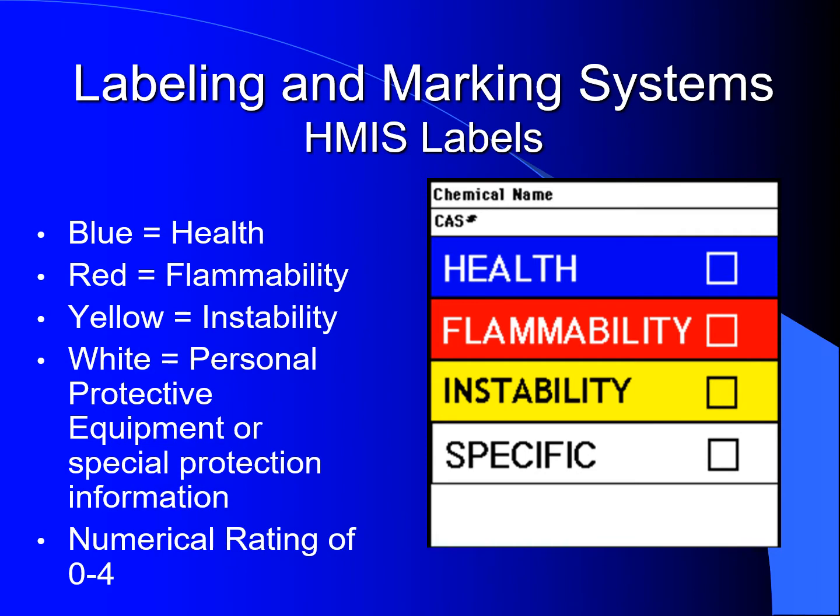Labeling and marking systems, HMIS labels. So again, here we have blue for health, red for flammability, yellow for instability. White is a little different. It's for personal protective equipment or special protection information, and a numerical rating of 0 through 4.